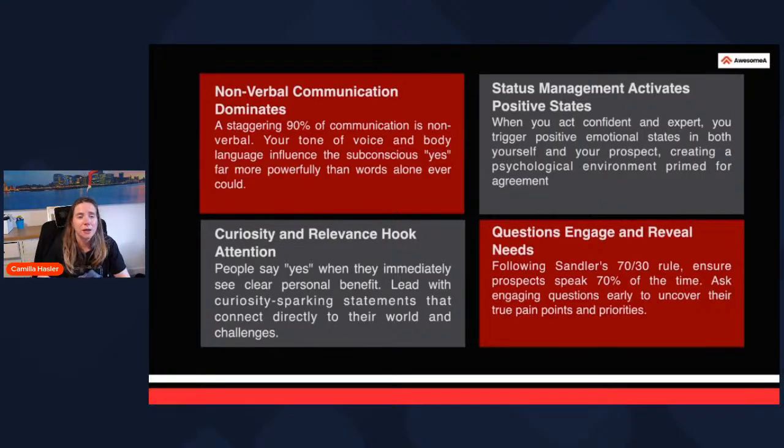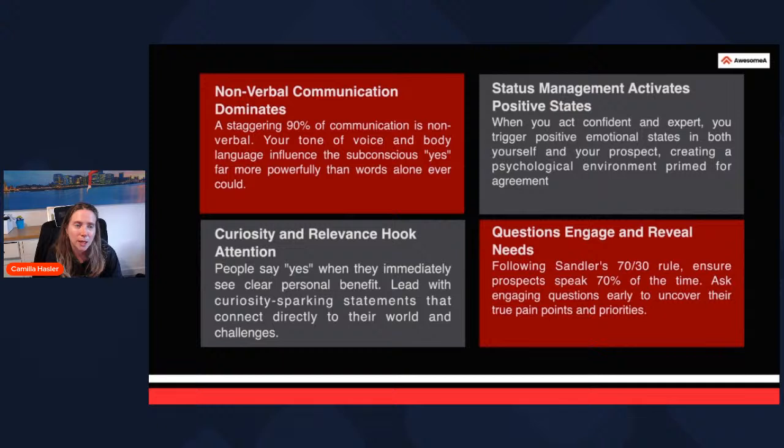And then in terms of status management, status management really activates a positive state. Anytime that you act more confident and expert, you trigger a direct emotional state in your buyer. That's because there's a mirror effect. That's why this is so clever.